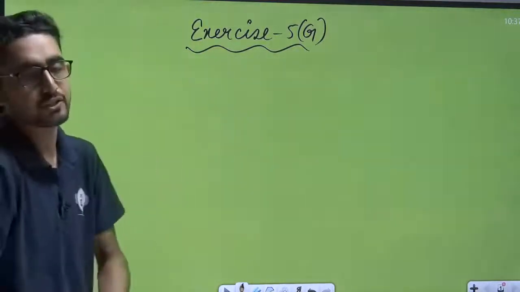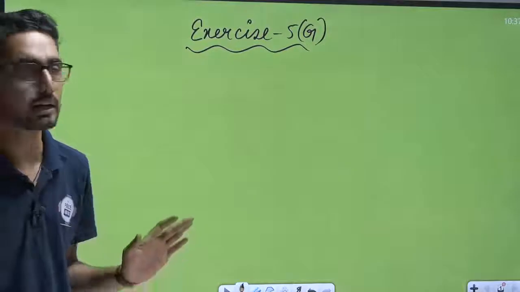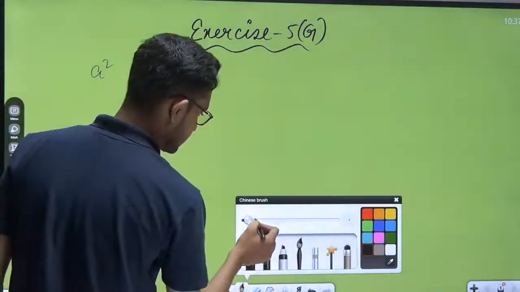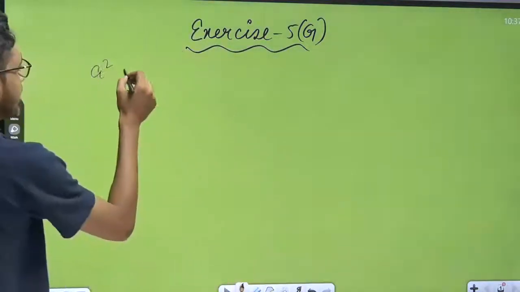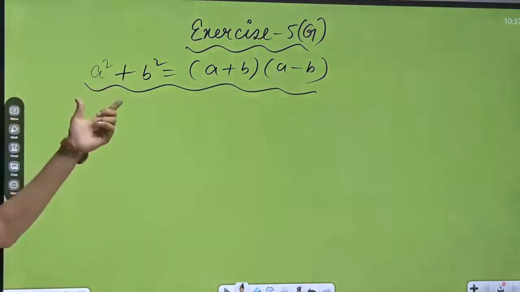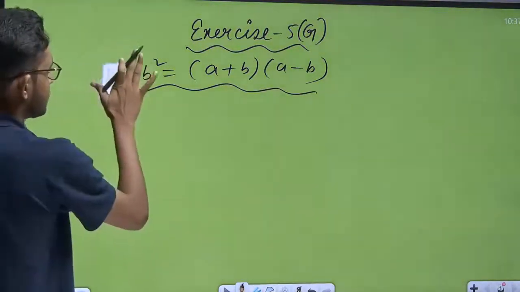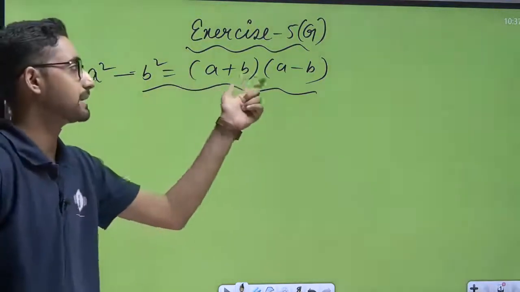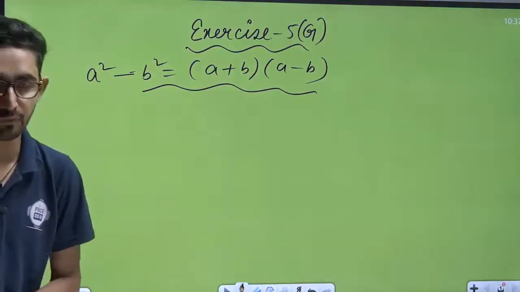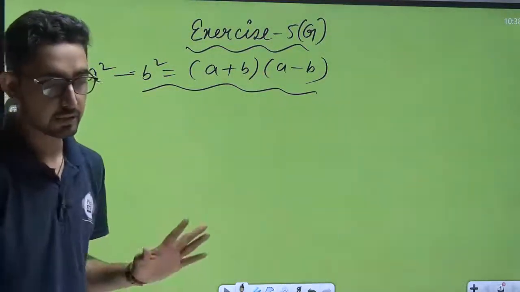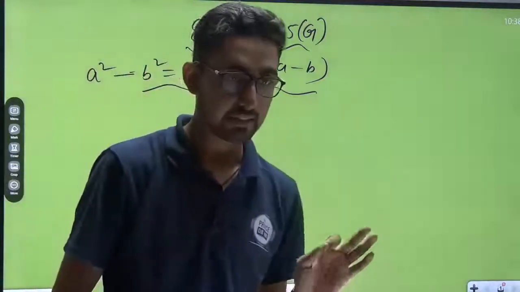Okay, now all of you see here, this is your exercise 5G. Before starting exercise 5G, I will explain one basic formula. That formula all of you see here. A square minus b square is equals to a plus b and a minus b. This is your very important formula. Understood all of you? Actually, based on that formula only, we are just going to start each and every question.